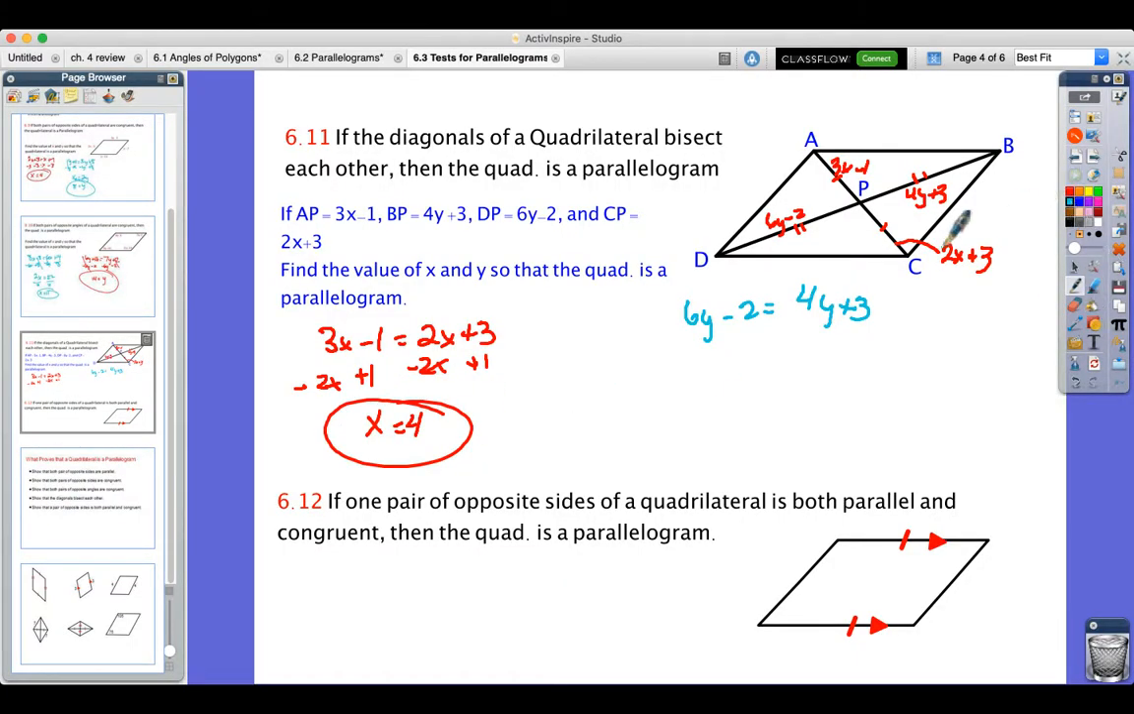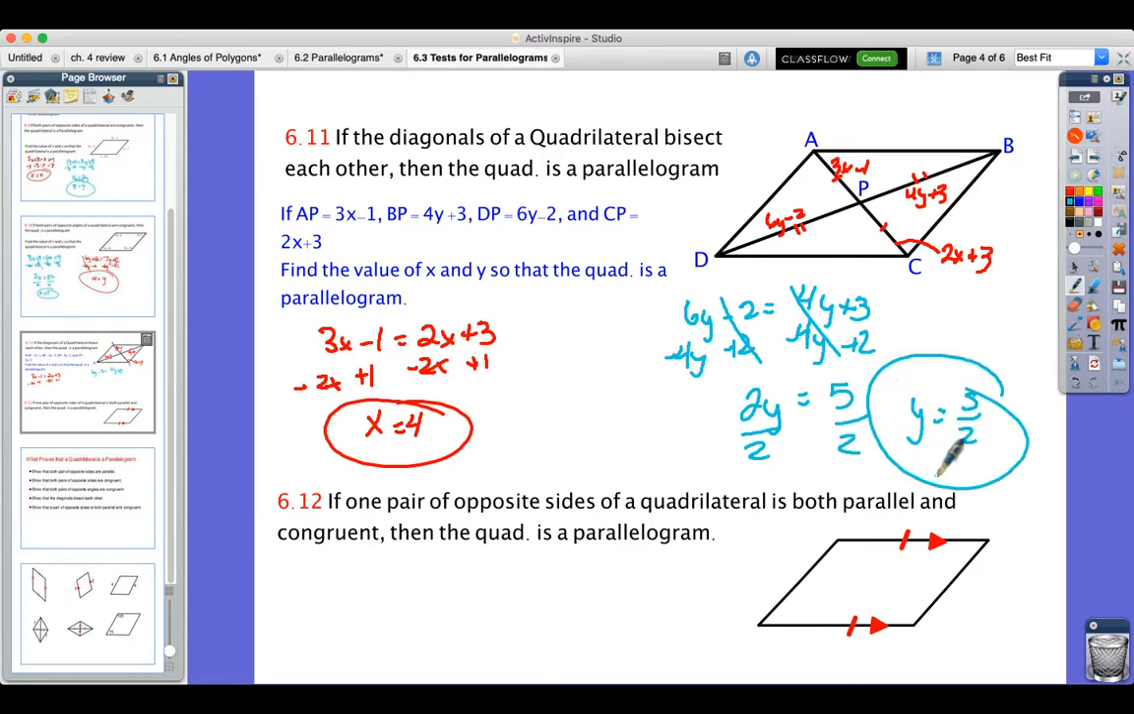And let's look at y. So we'll subtract 4y, minus 4y, and add 2 to both sides. We're left with 2y equals 5. We divide by 2. Y equals, what is it, 5 divided by 2? That'd be 2.5, or just 5 over 2. Still be right, either way.